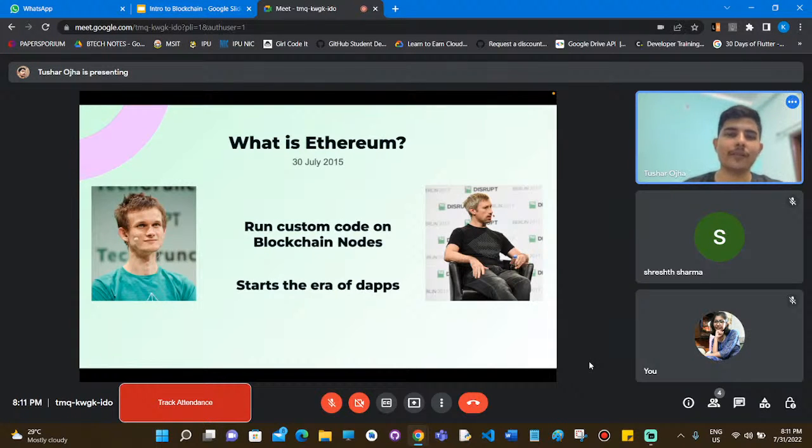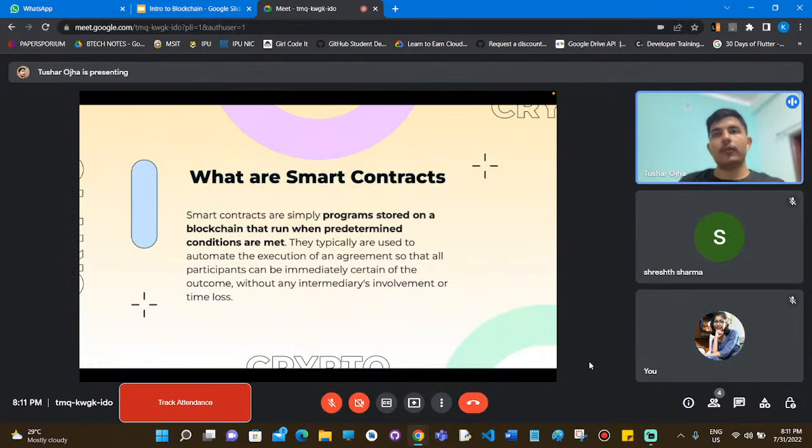All right. So the piece of code which you will be writing, the code which is going to be executed across these nodes across the globe, is called a smart contract, right?